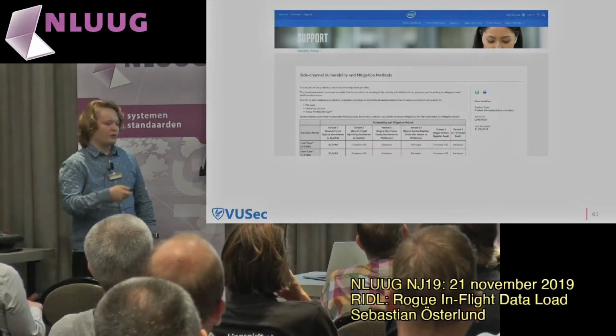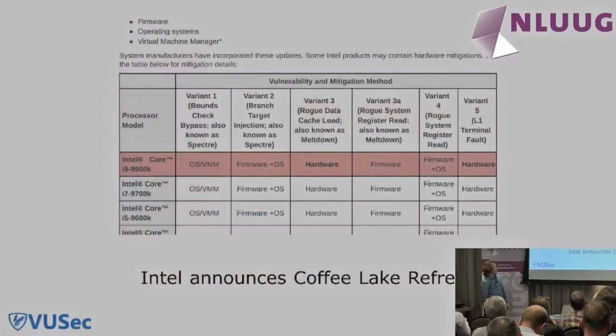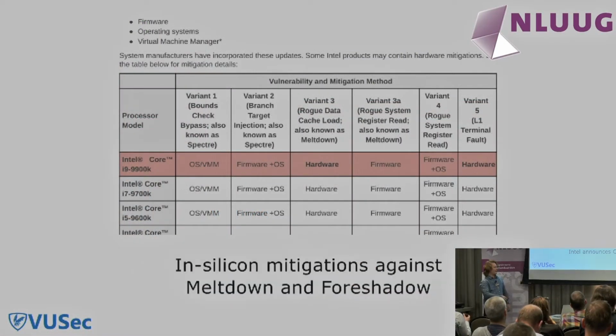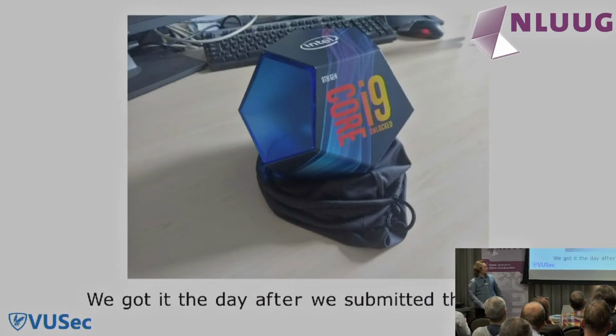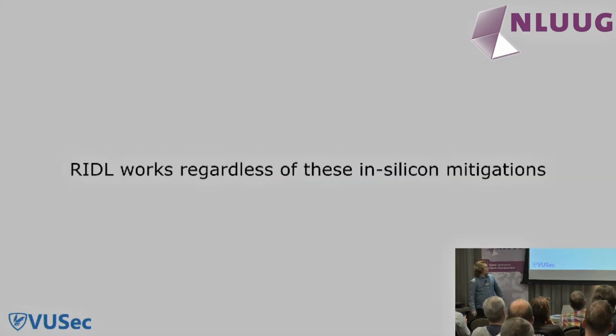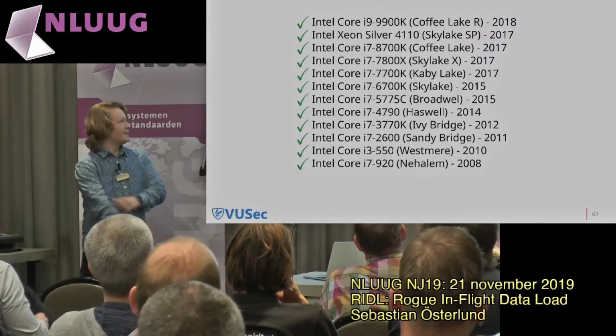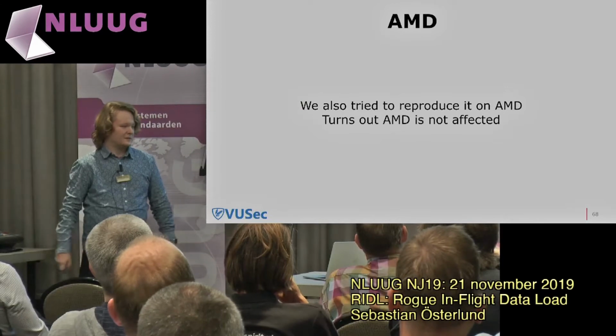Then at some point, Intel announced that they're releasing a new generation, the 9th generation, which supposedly had in-silicon mitigations against Foreshadow and Meltdown. So we thought, okay, that's an interesting target, let's have a look at it. So we bought it. Too bad we got it one day after we submitted the paper to S&P, so we couldn't include it in the initial submission. But it turns out it just works on it. We just ran the box and everything works. So let's add that to the list as well.